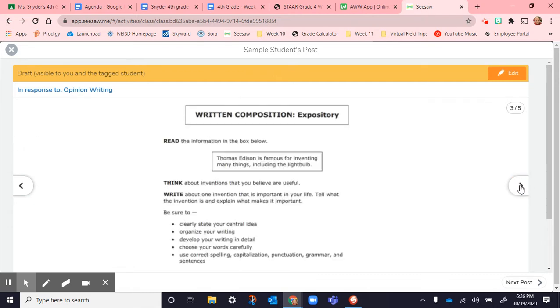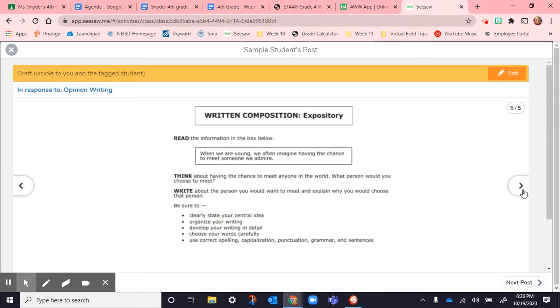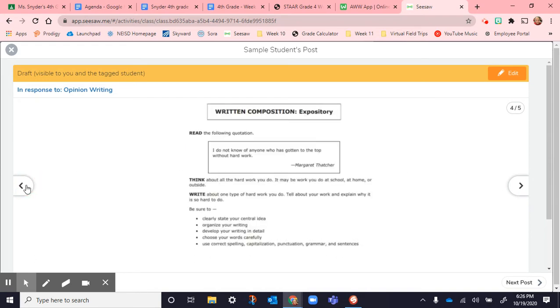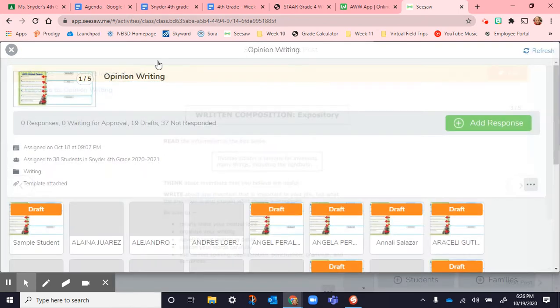And then we looked at some of the prompts. So here, these are prompts that they've used in previous years. And so we talked about how even though all 3 of these are different, they all start off with that read, that think, and that write. The write is the most important part here. This is the part that they're writing about. And so this is the part that they're going to be responding to. So we talked about those for a little bit.